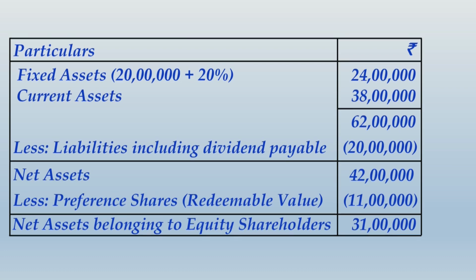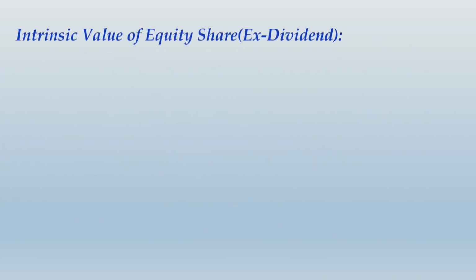Alright friends, you would have finished writing this whole thing. Let us move ahead. And now what we do is we work out the intrinsic value of equity shares, and that will be ex dividend. Now it is obvious that this initial value of 31 lakhs, which represents net assets belonging to equity shareholders, does not include the component of dividend, and that is why this value what you got is titled as ex dividend.